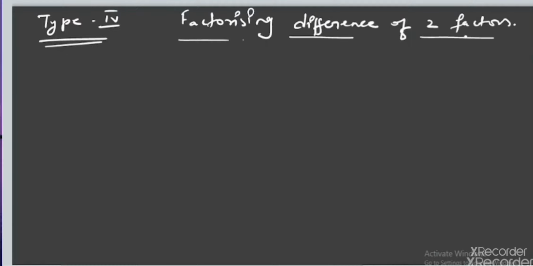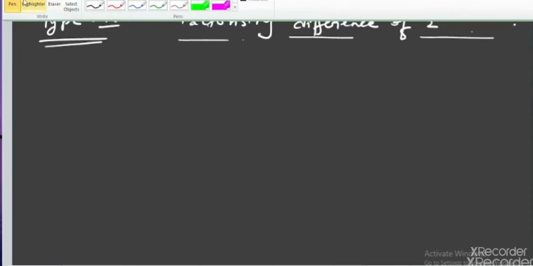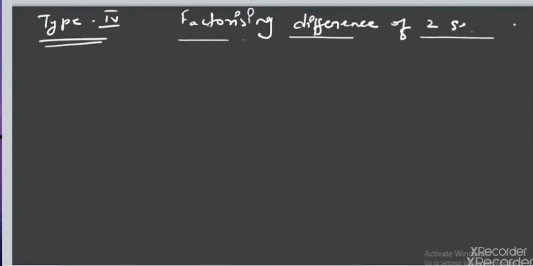Now, it is not two factors, it is two squares. Let me erase it so that there will be no confusion. This is not two factors, it is squares, so we will write squares here. We are going to find the factorization of the difference of two squares. If you are given two of these squares, how do you find the factorization?